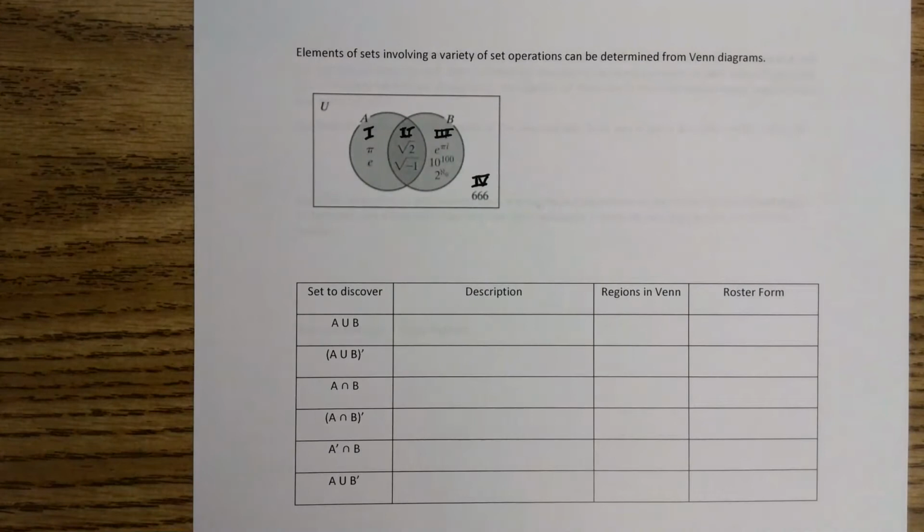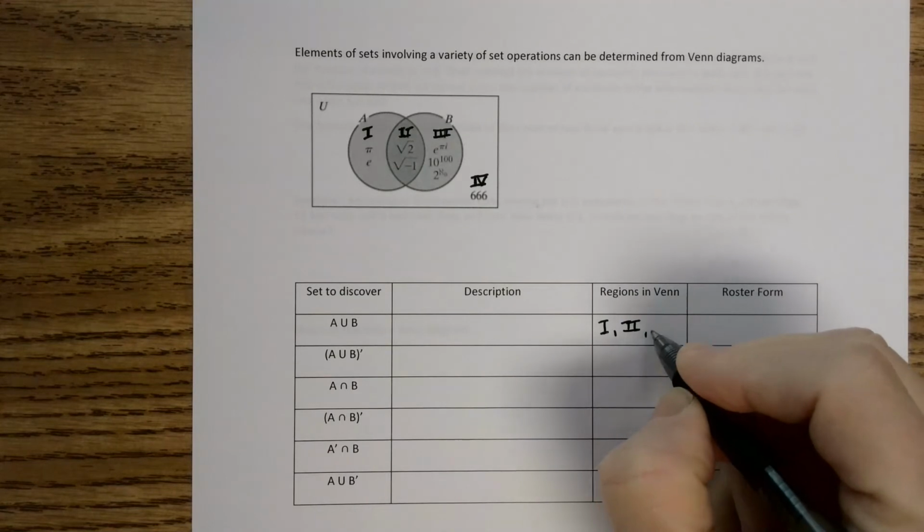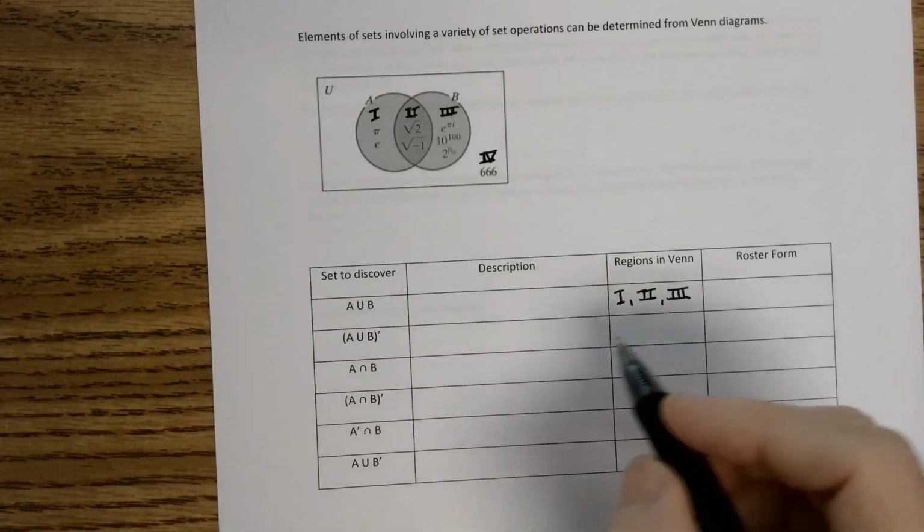A and B. 1 and 3. What about region 2? It's regions 1, 2, and 3. I don't want to print them all out, all the numbers, because that's not enough room anyway.